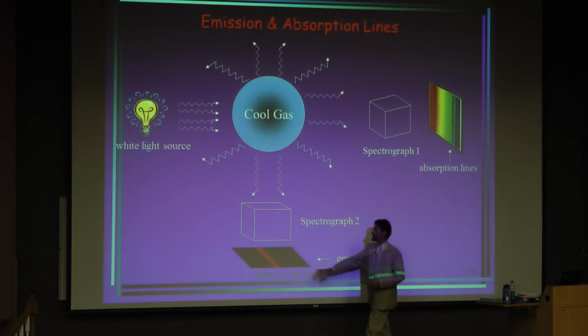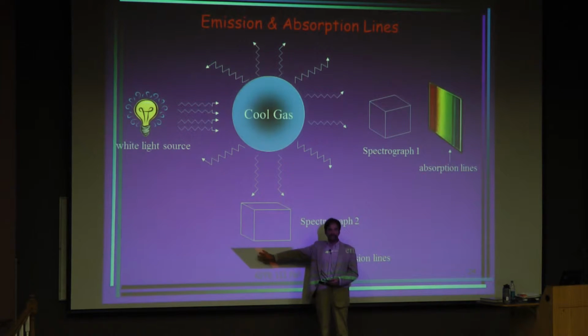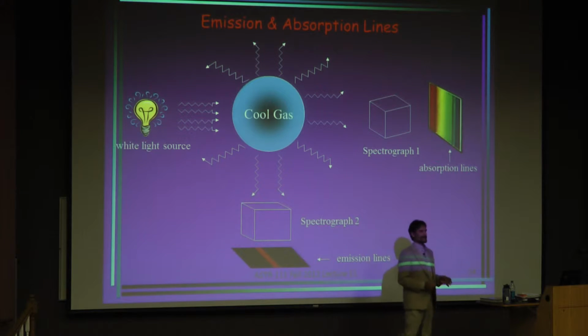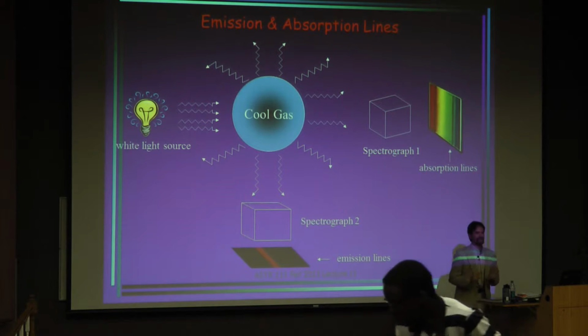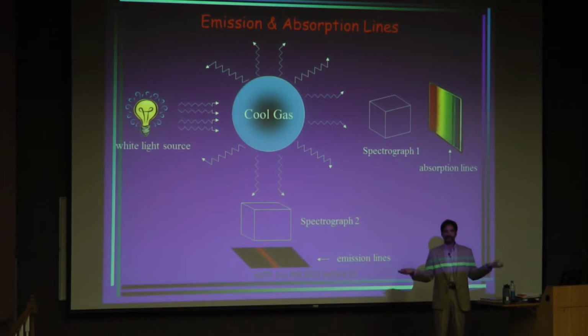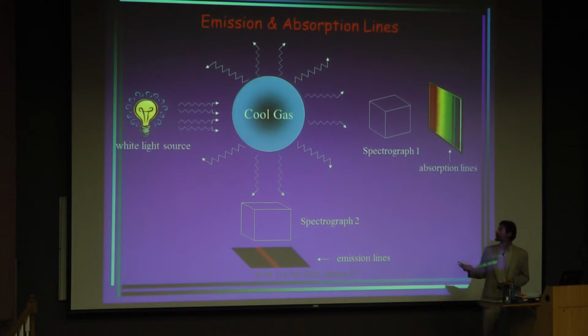But you see emission lines over here. They're very weak emission lines, but you see them because there's no competition with anything else. The only photons that go through spectrograph 2 are just those emission line photons. So because there isn't any other white light contaminating thing, you actually can see them. Over in this direction, you get the absorption lines.